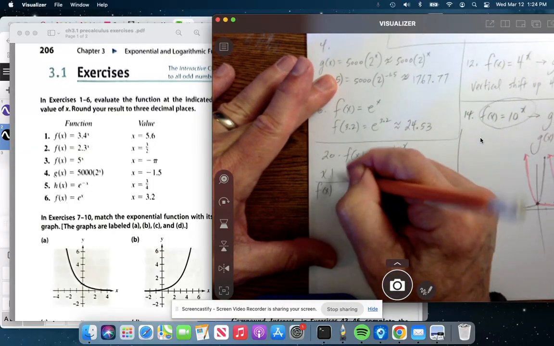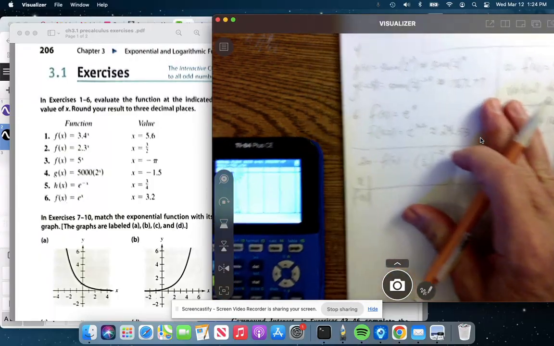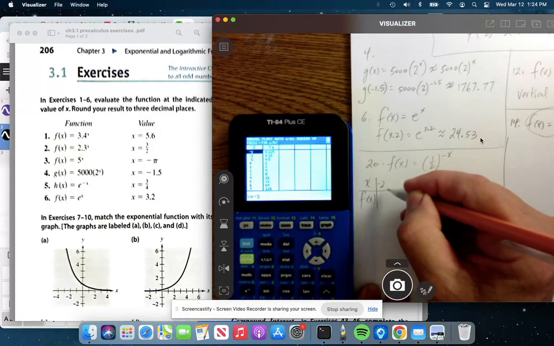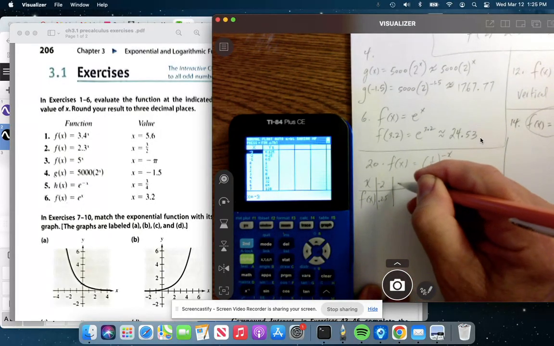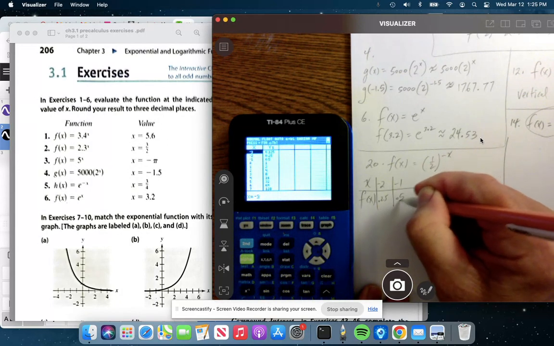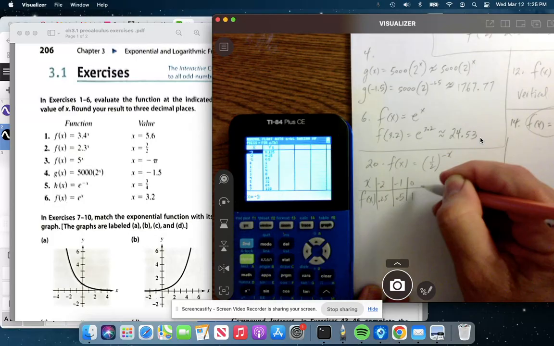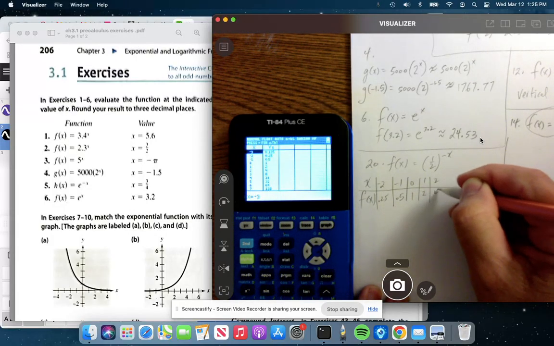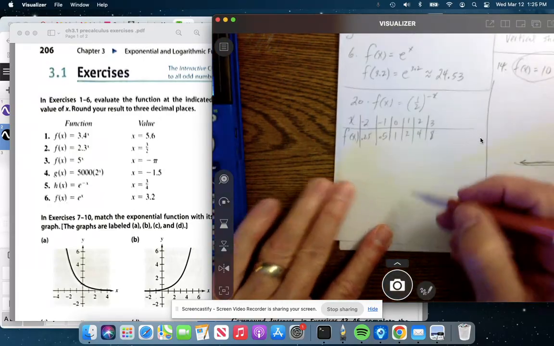And looking at my calculator, I've got, we'll start at -2 is 0.25, -1 is 0.5, 0 is 1, 1 is 2, 2 is 4, 3 is 8. All right, so the graph.